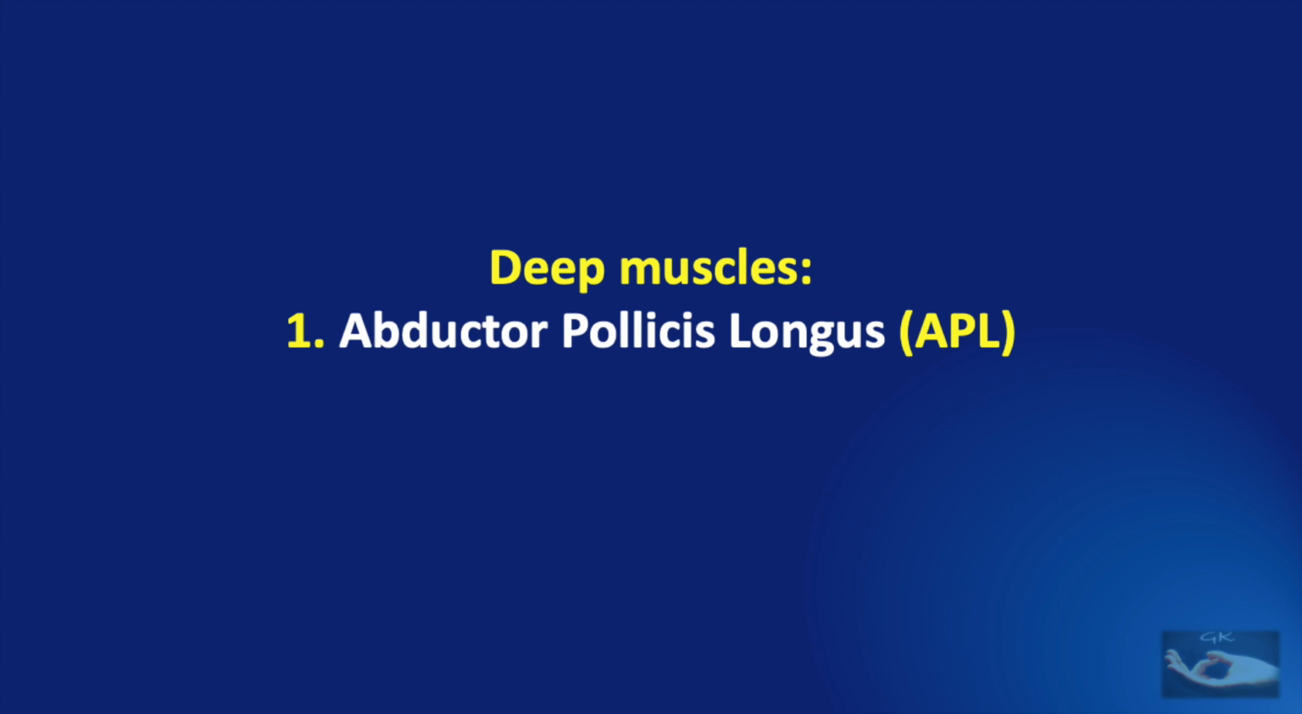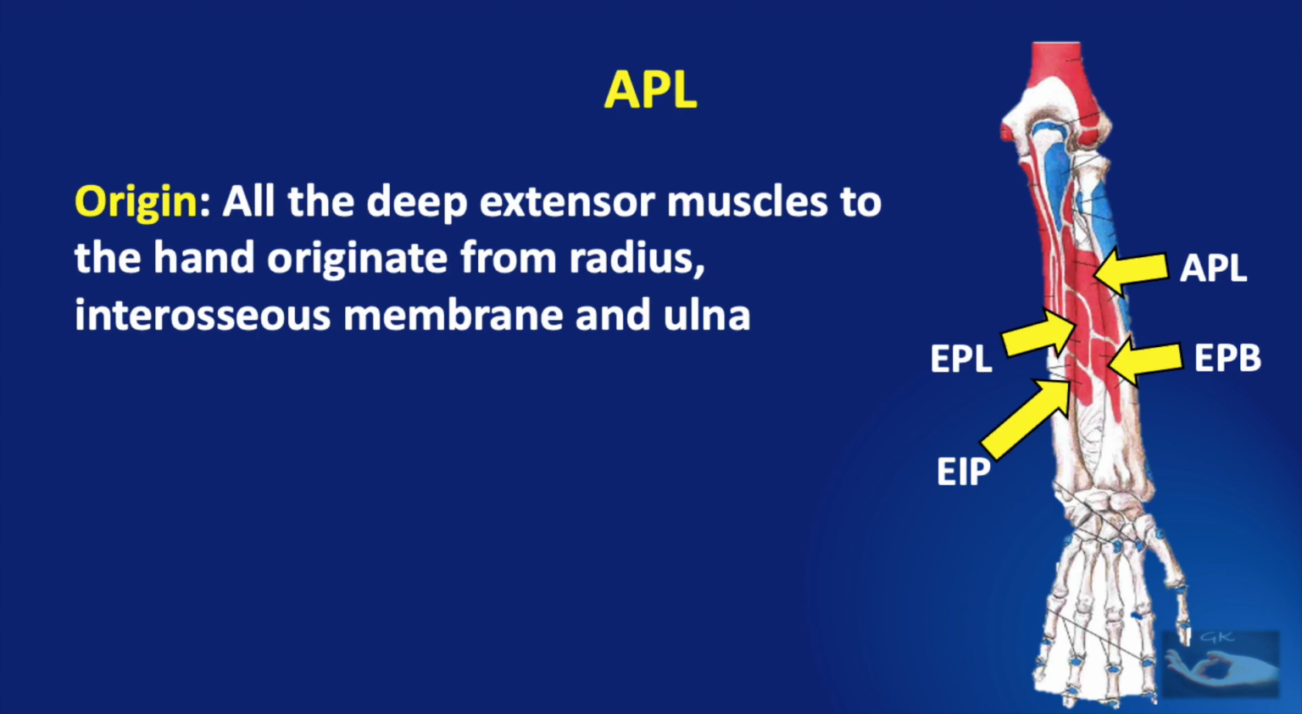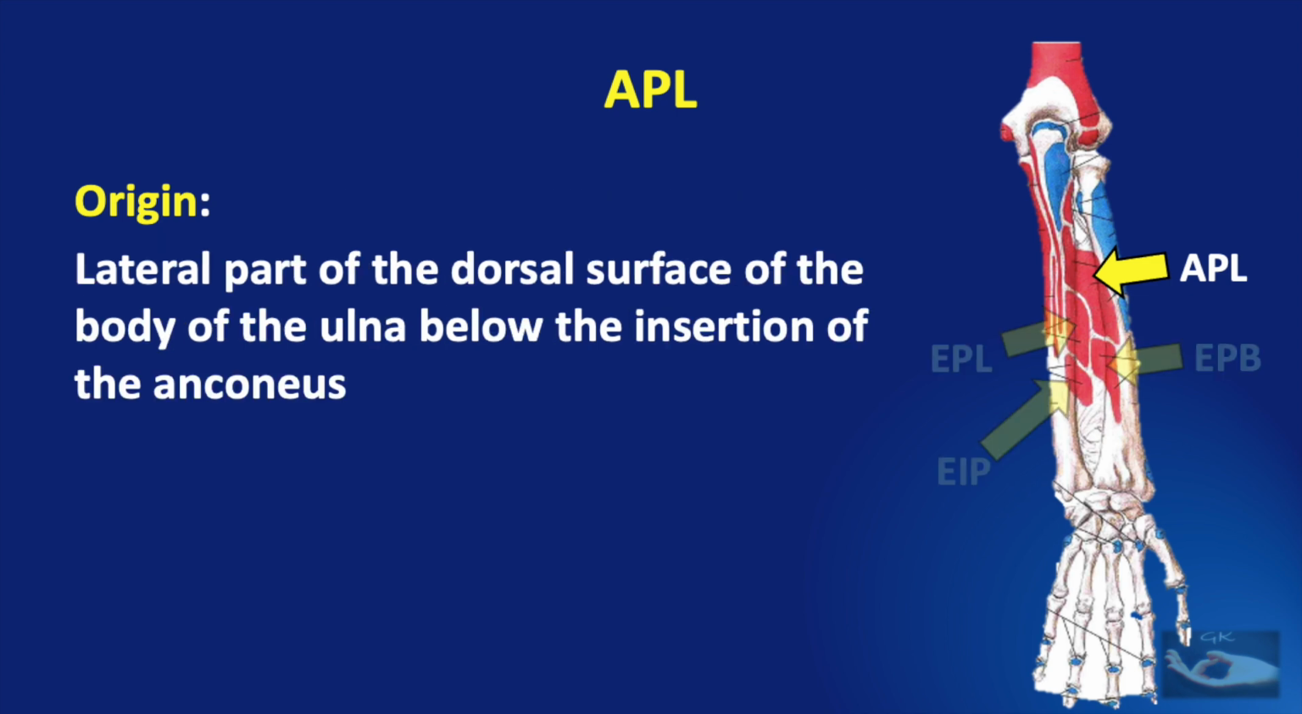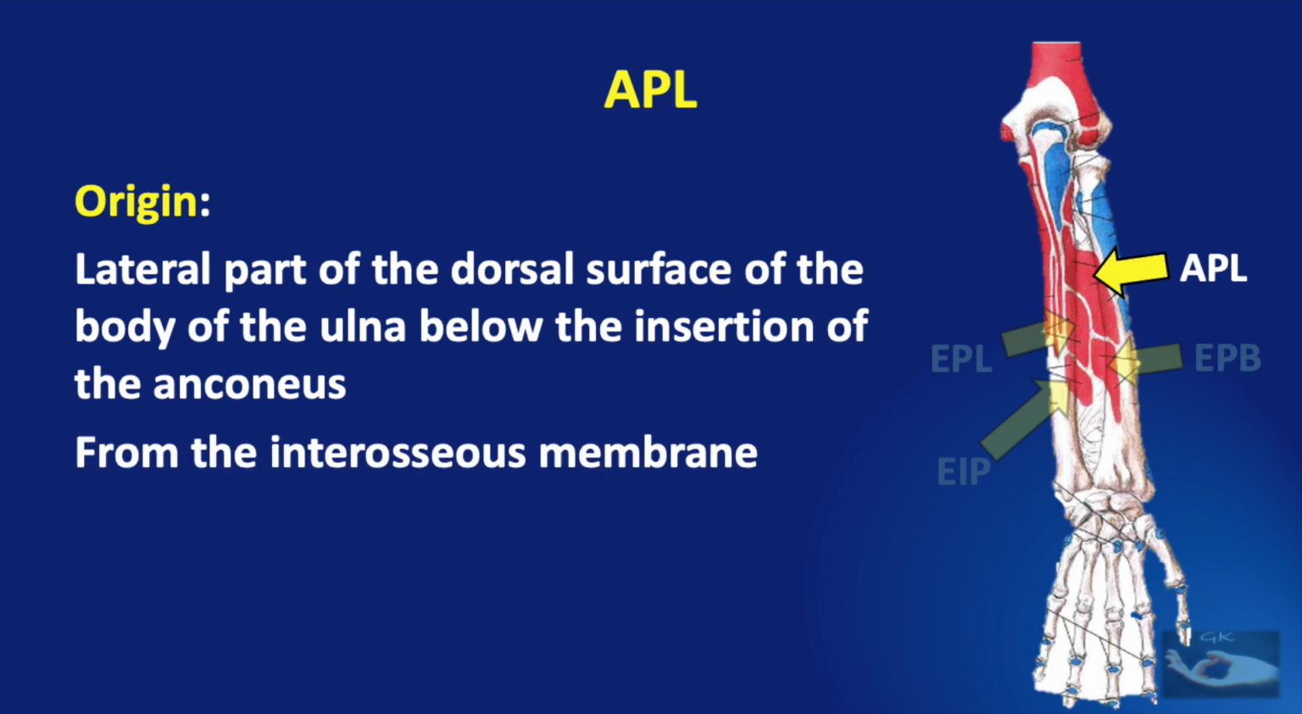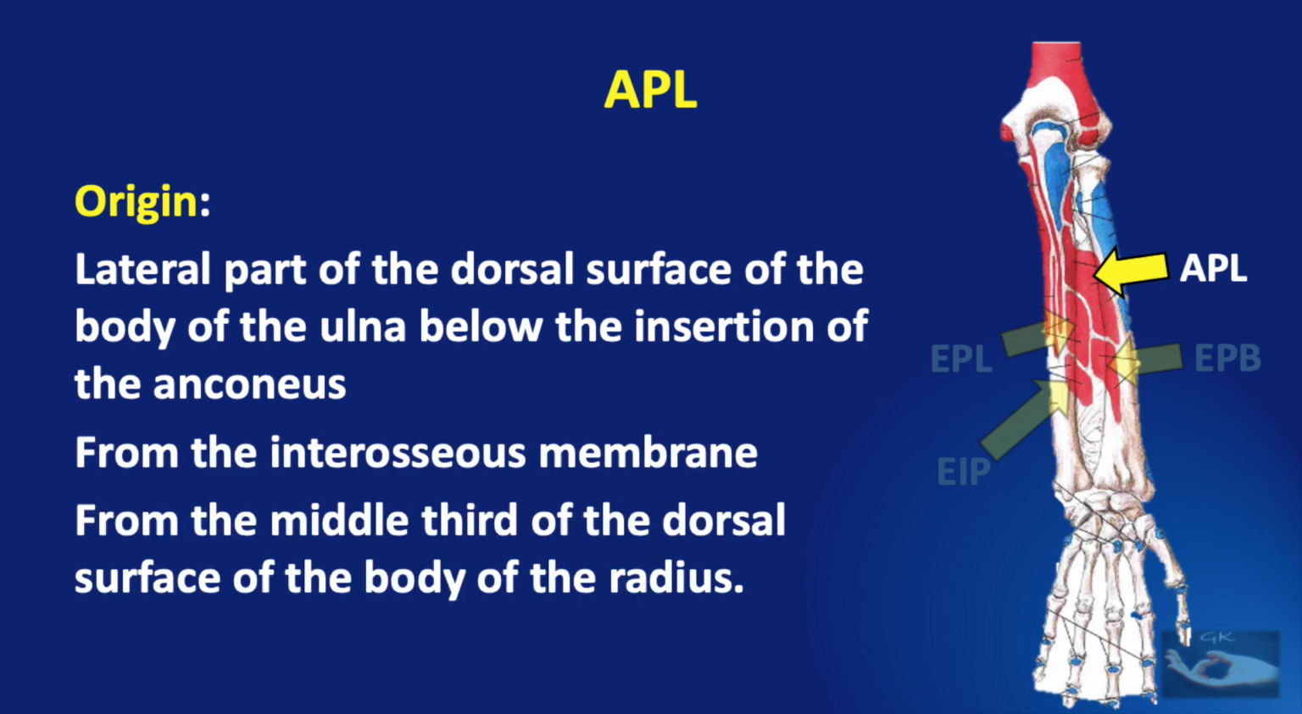Now we shall discuss the deep muscles, and we shall begin with the abductor pollicis longus, which will be referred to as the APL. All the four deep extensor muscles to the hand originate from the radius, interosseous membrane and ulna. The APL has the most proximal origin of these four muscles, and it originates from the lateral part of the dorsal surface of the body of ulna, below the insertion of the anconeus, from the interosseous membrane and from the middle third of the dorsal surface of the body of the radius.